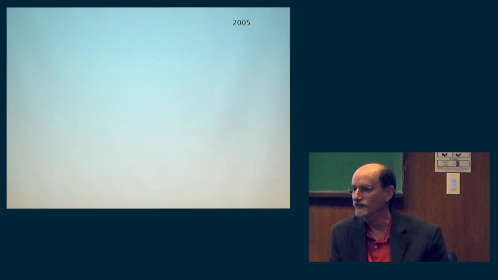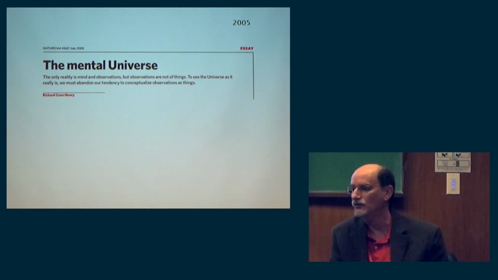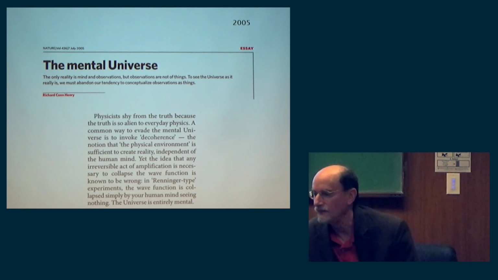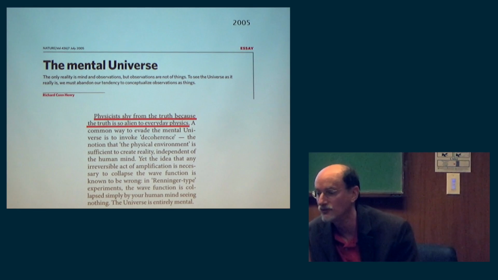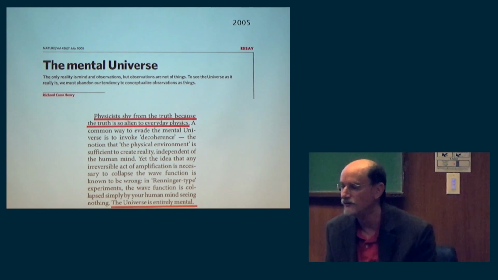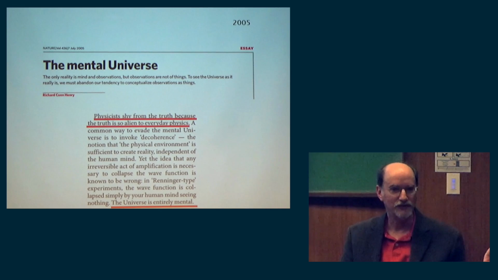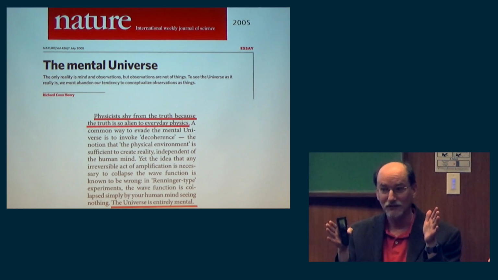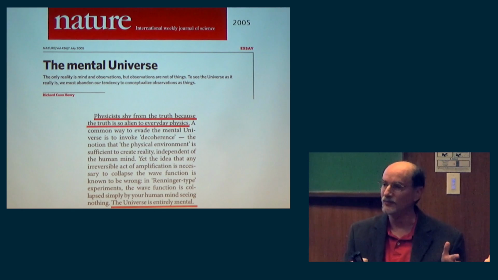1934. Here we have 2005, and another physicist is saying the only reality is mind and observations. But observations are not of things. Physicists shy from the truth because the truth is so alien to everyday physics. The universe is entirely mental. You will find physicists and other scientists to say this. The reason why I mention it here is because this is published in Nature. This means that even within the orthodoxy of science today, there is a little bit of a crack opening for more and more scientists of different disciplines to say, you know what, panpsychism or something like that seems to be making more and more sense.